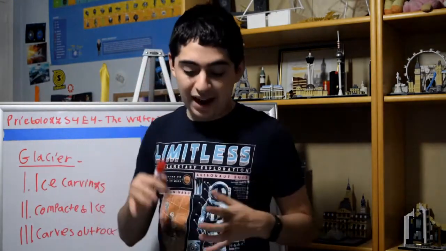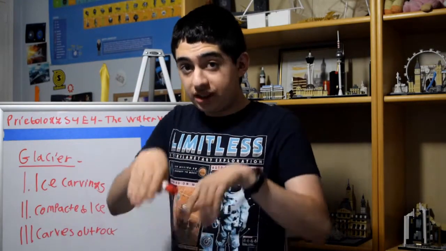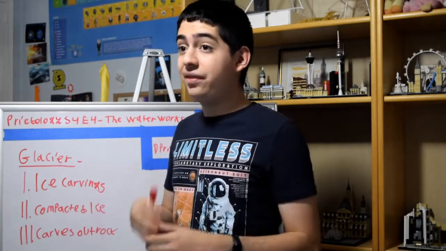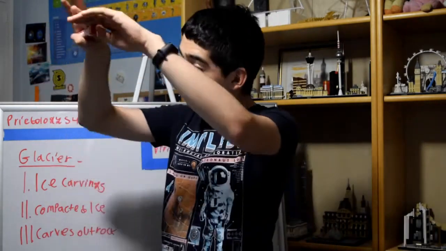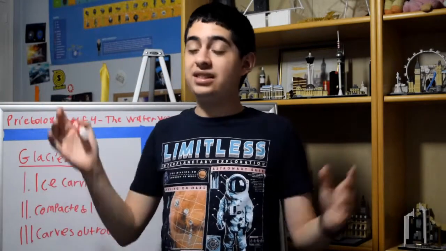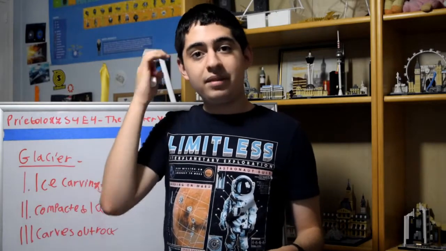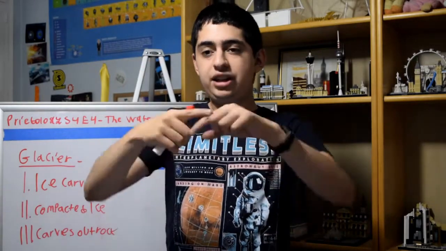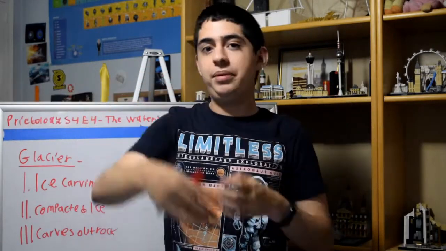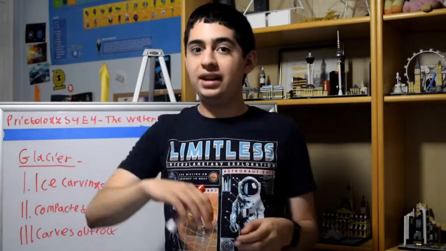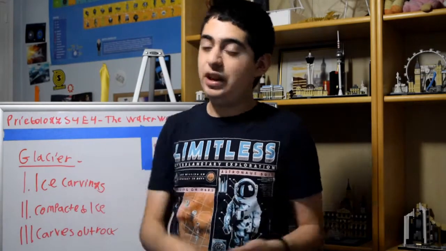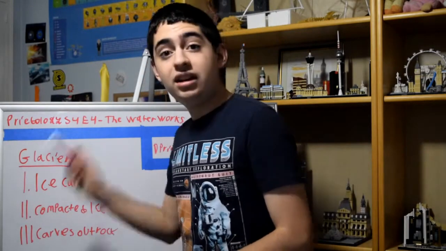So essentially, it's compacted ice. It starts sliding down the valley, carving out even more rock, making it even more U-shaped like this. Imagine a U-shaped bowl like this, or a half-open cylinder, and you pour sand into it. That's kind of what it is. It's just filled with snow, and it makes a glacier.